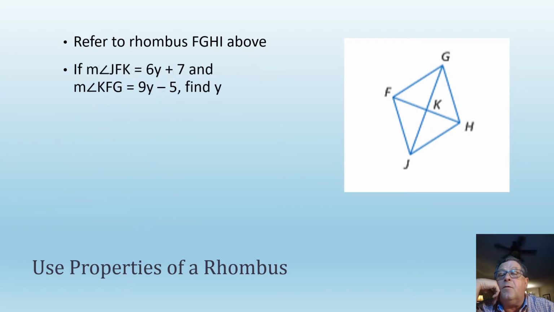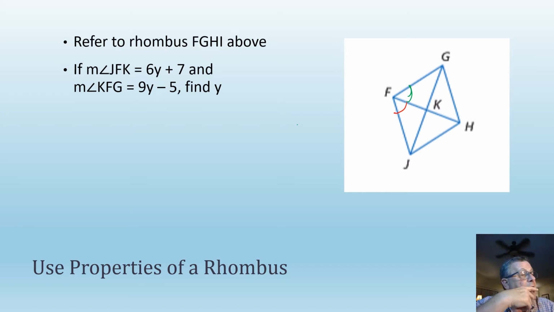Here we got another one. We're going to refer to the same rhombus, but this time we're told that the measure of JFK, that would be right here, that angle right there, is 6y plus 7, and the measure of KFG, that angle right there, maybe we should put that in a different color, is equal to 9y minus 5. Find y. All right, well, let's see.